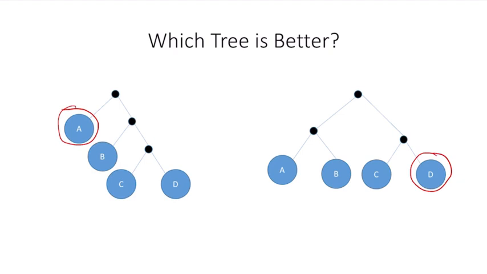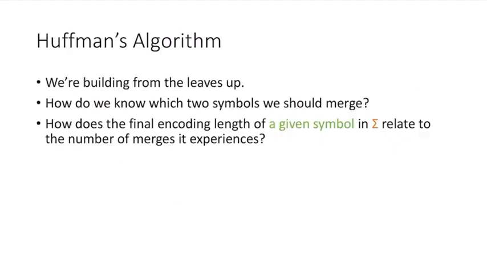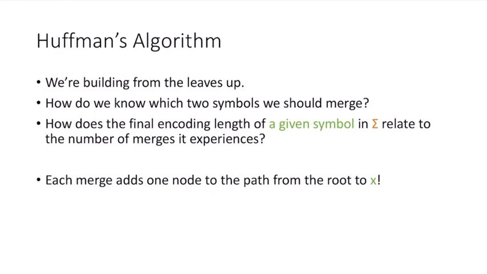Luckily, the number of merges is easy to see when you look at the tree. It's the number of nodes on the path to that symbol. So D was merged twice and A was merged once. So each merge is going to add one more node to the path from the root to our given symbol.